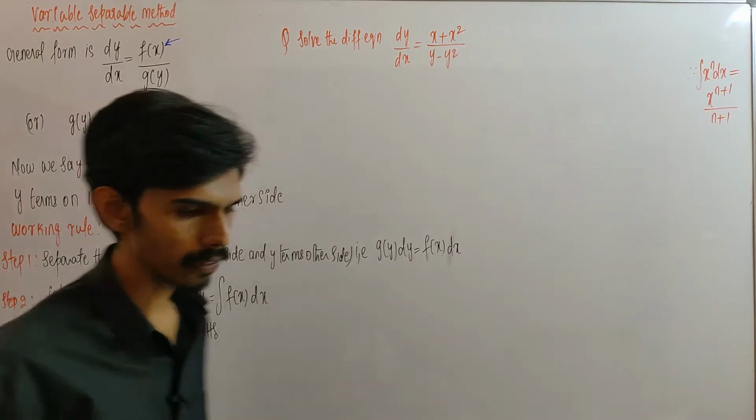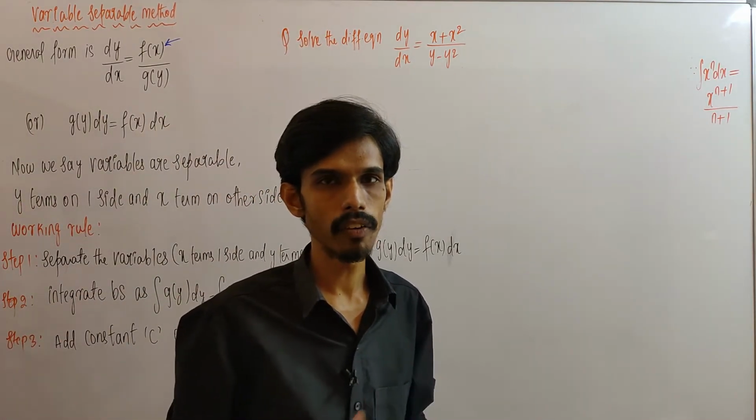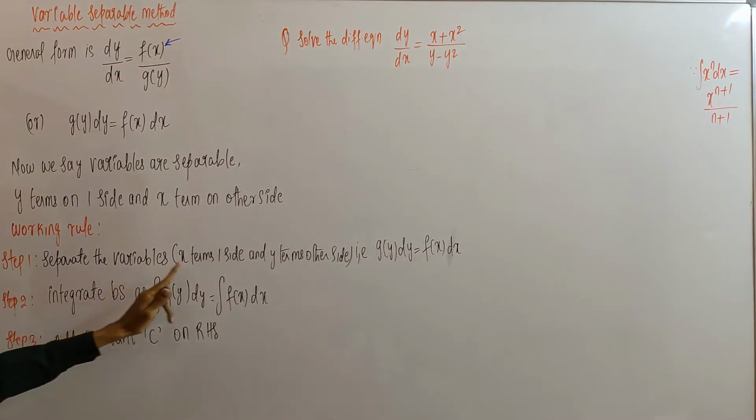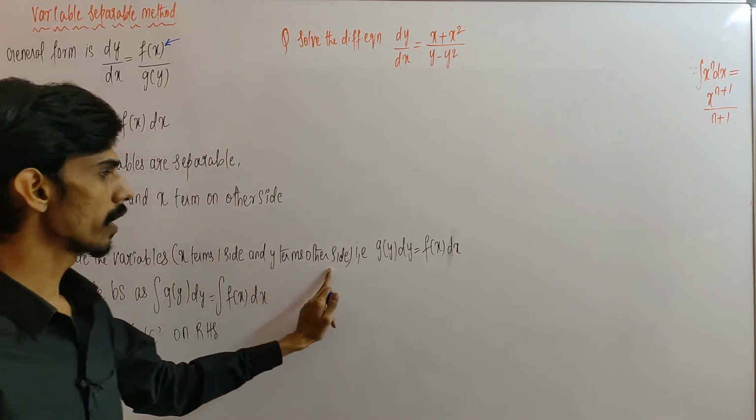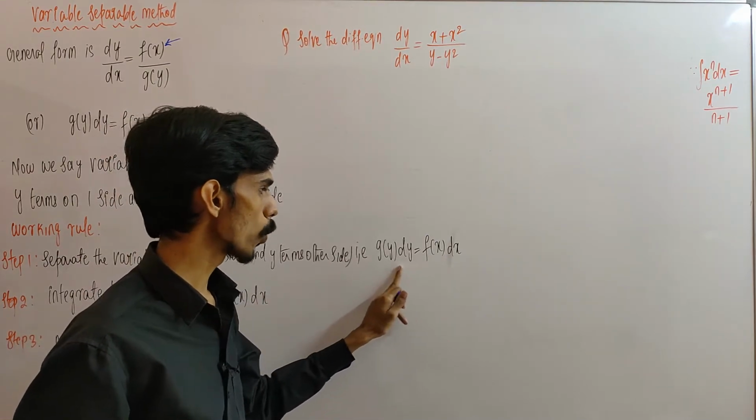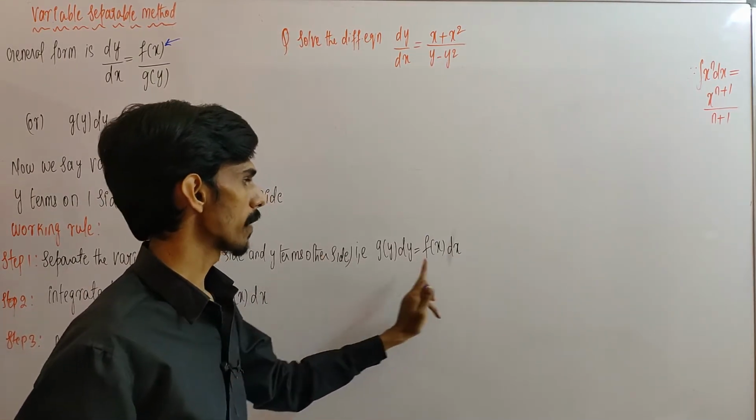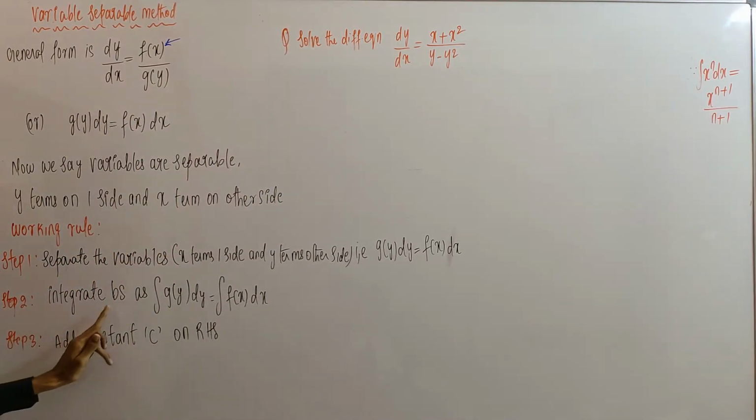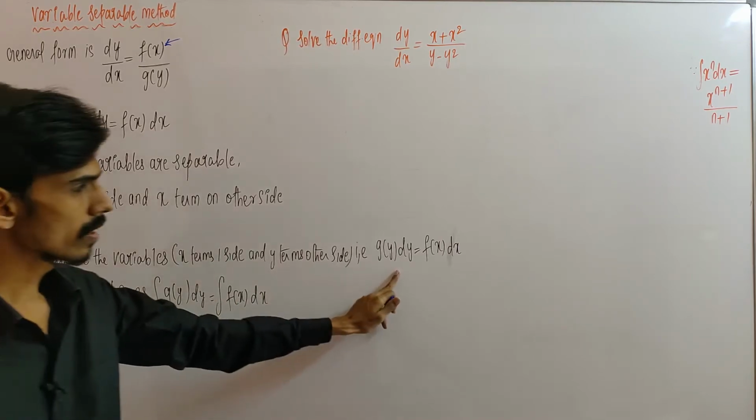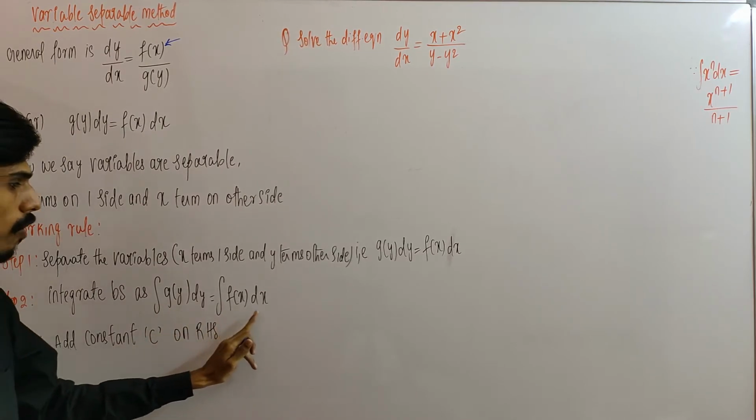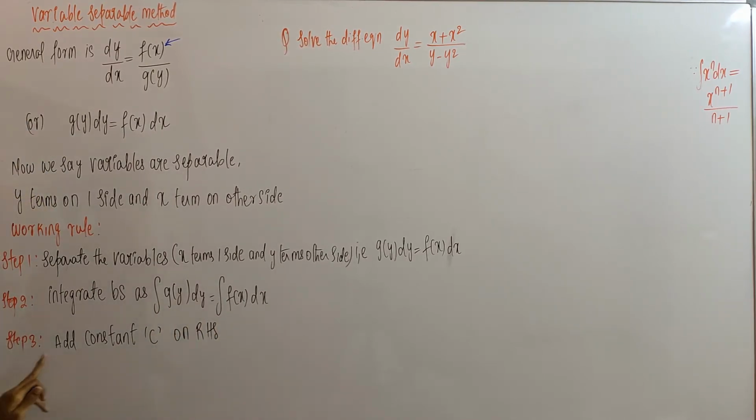So here we have a working rule, that is, a procedure to solve this kind of differential equation. Step 1 is to separate the variables, x terms on one side and y terms on the other side, that is g of y dy is equal to f of x dx, grouping all y terms together and all x terms together. The second step is integrating both sides of this relation. Then we will get integration g of y dy is equal to integration f of x dx.